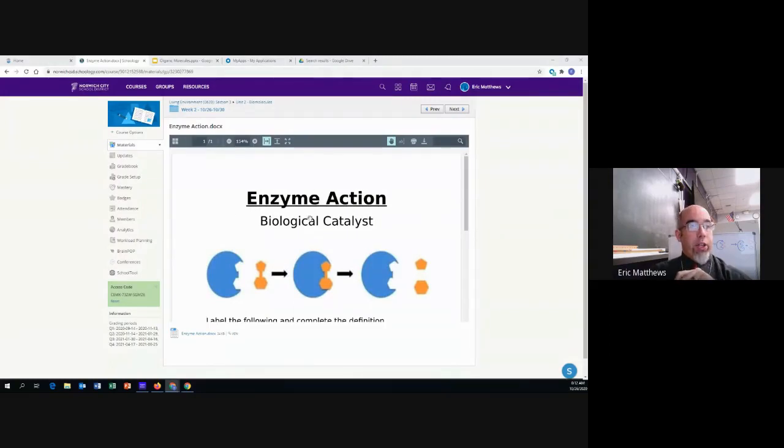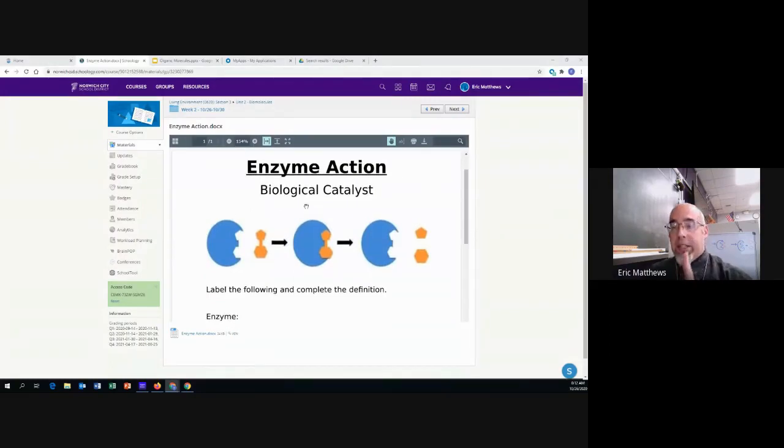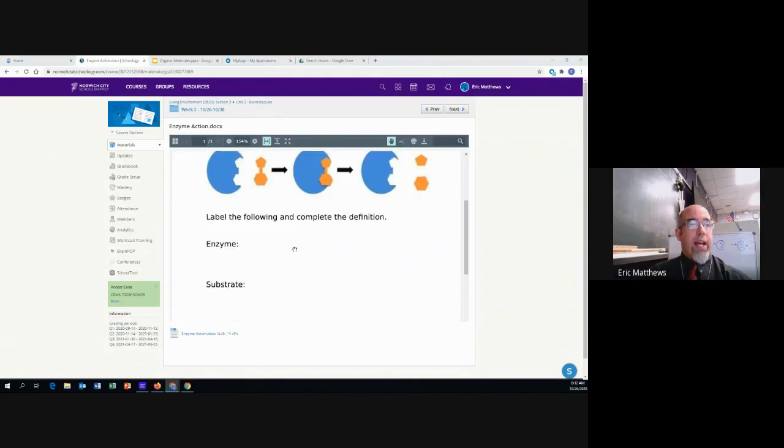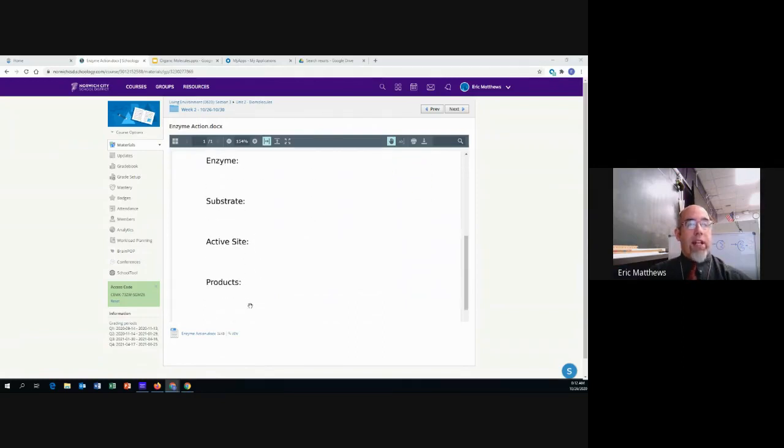Here is your picture and your file. I am not collecting this. This is not a graded assignment. This is something for you to make sure that you can do what you need to do. And on this, you should be able to label and define the enzyme, the substrate, the active site, and the products.